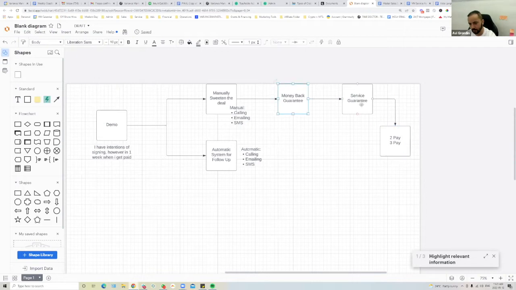So you offer them a money back guarantee first, service guarantee. You actually want to swap these two. So hold on. Give me one sec. This we're going to delete. This we're going to delete. Let's put the service guarantee here, and let's put the money back guarantee here. Okay. You want to offer it in the sequence.